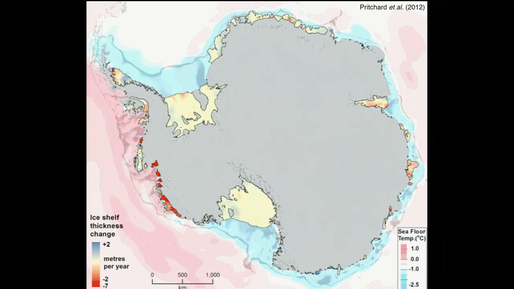These cold water regimes tend to be places where you're making Antarctic Bottom Water, very, very dense water, whereas around West Antarctica, you have two things happening: the Antarctic Circumpolar Current penetrating towards the coast, and also a region where you're not making Antarctic Bottom Water. Now, this picture here just shows the temperature, and it's not showing how that temperature changes.